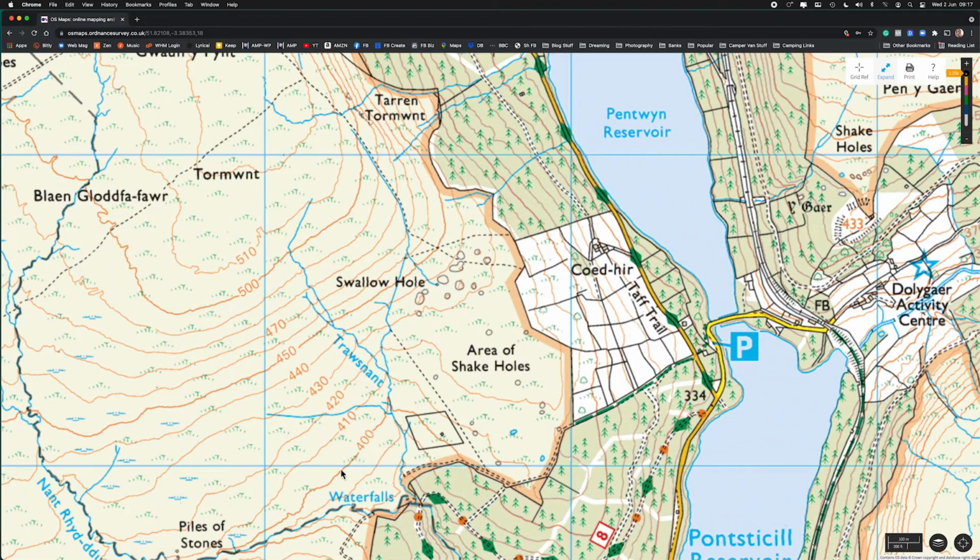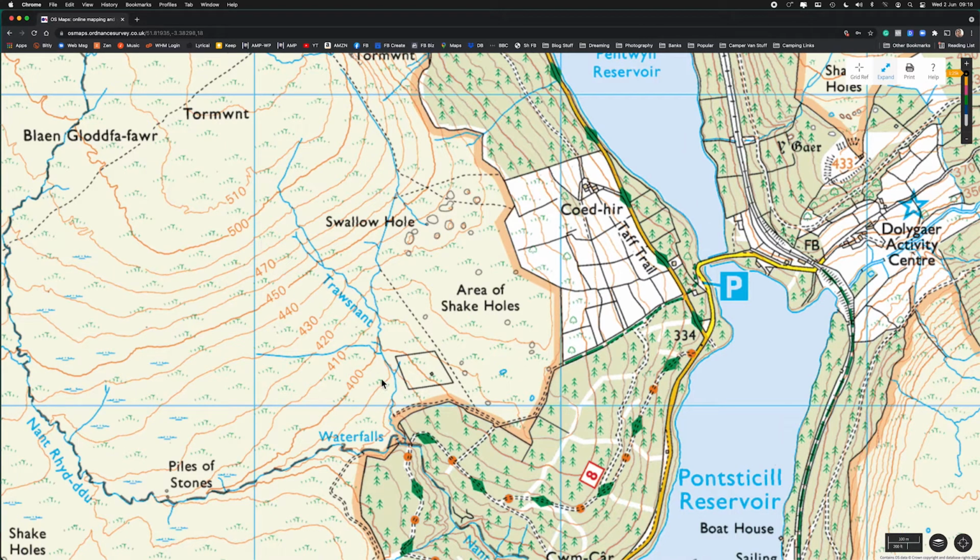So this thicker brown line is at 400 metres, and it's 400 metres above sea level. Then the thinner brown lines are 10 metres each till we get to a thicker brown line, and the thicker brown line is at 450 metres, and then the next thick brown line is at 500 metres. And they are called contour lines.